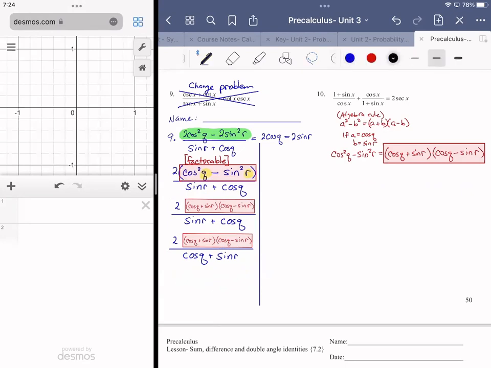So now I have a nice common factor here. It cancels away. So now I have 2 times the quantity cosine q minus sine r, which if I distribute the 2 to each term, gives 2 cosine q minus 2 sine r, and that happens to be what the right-hand side of the equation is.